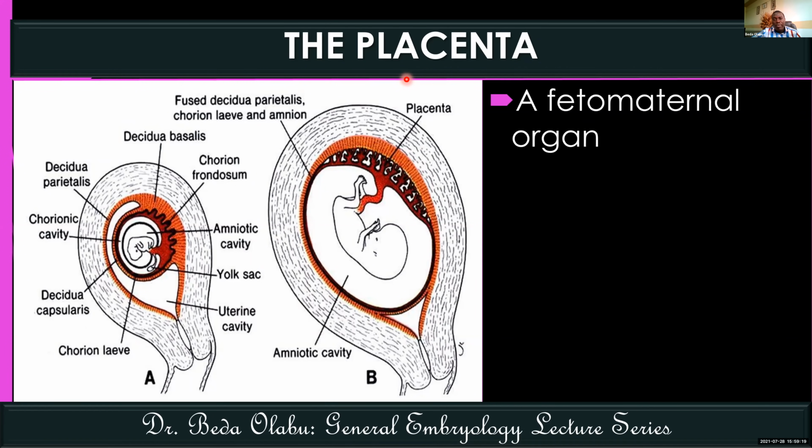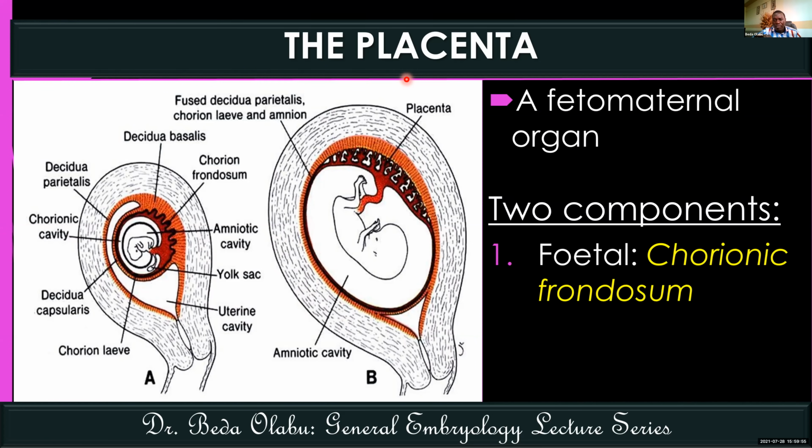So I don't consider placenta as a fetal membrane based on how we defined fetal membranes: that fetal membranes are tissue layers of zygotic origin. The placenta is not entirely of zygotic origin. The placenta is a fetal-maternal organ. And that hard term simply means that the placenta has a fetal component and a maternal component.